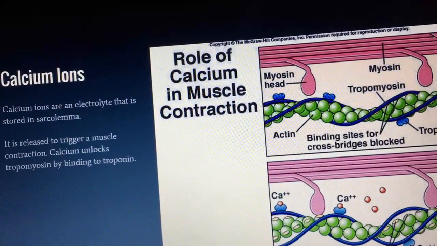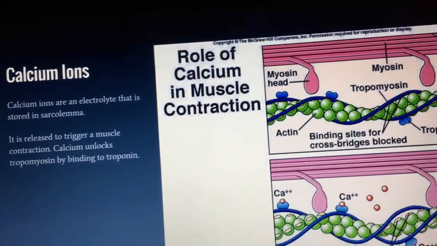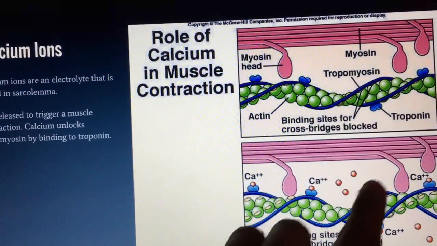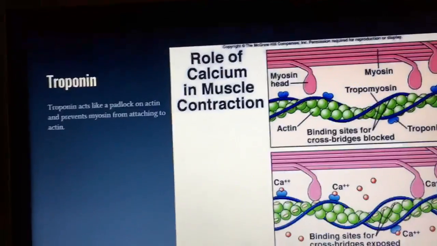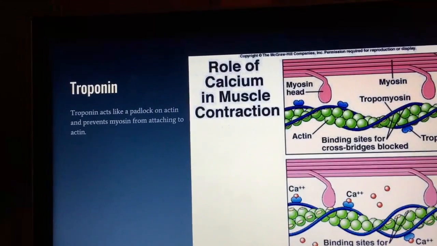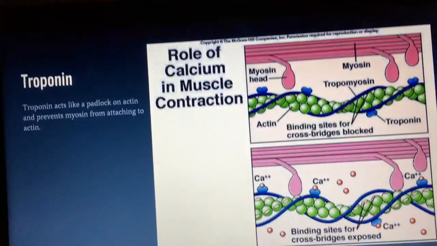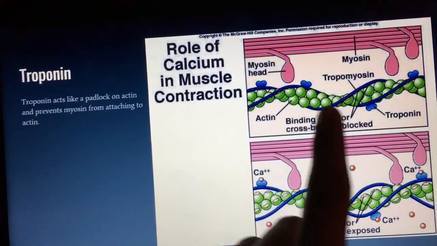Calcium unlocks tropomyosin by binding to troponin, and it's shown right there. Each of these. Troponin. Troponin acts like a padlock on actin and prevents myosin from attaching to actin. Shown right there.